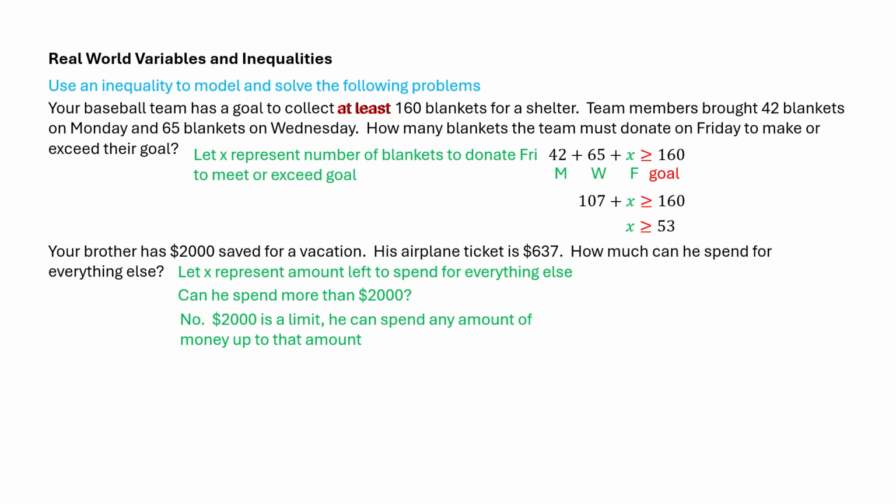So we've already spent money on the plane ticket and we need to know what else we have left. So that's going to be x plus 637 less than or equal to $2,000. Let's subtract 637 from the 2,000, and that leaves us with $1,363 left in order to spend for everything else we need. I want to go on a vacation.